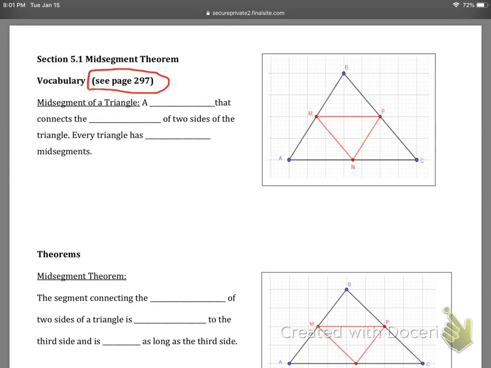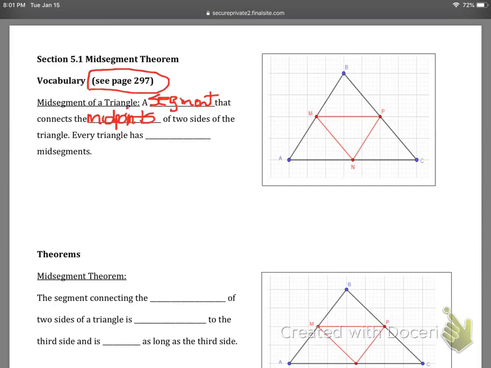So let's start. It says midsegment of a triangle. A segment, so you're going to write segment right here. So this is a segment that connects the midpoints of two sides of the triangle. Okay, so let's see what that is.